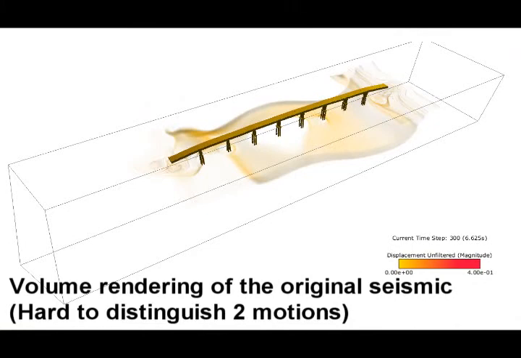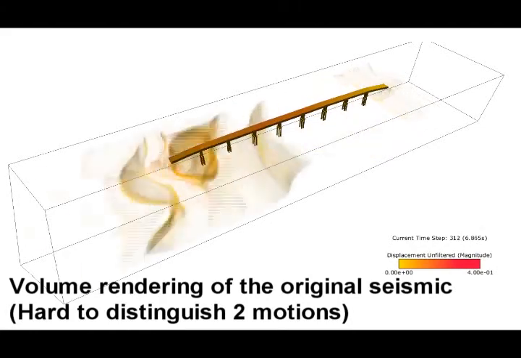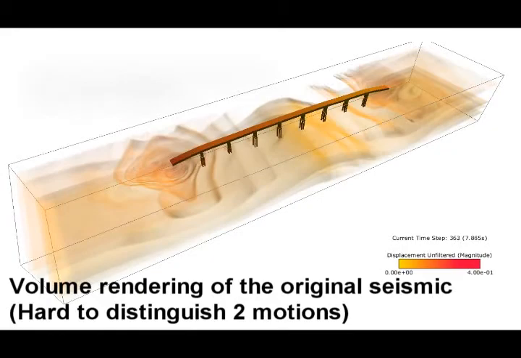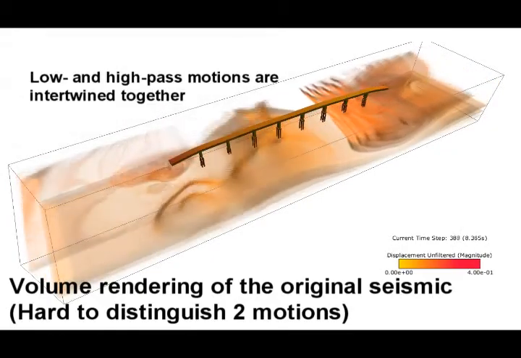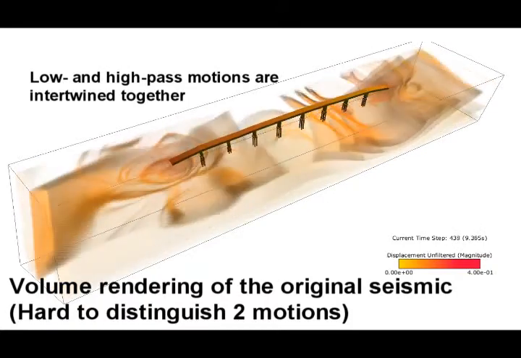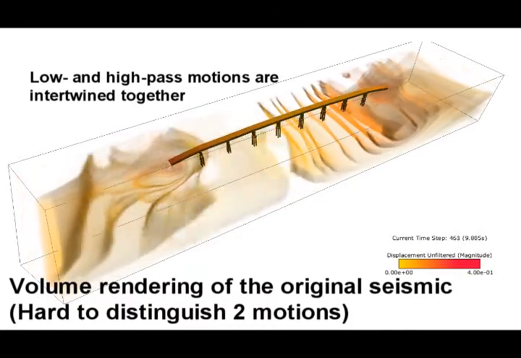People have also rendered seismic data using direct volume rendering, but without separating the high and low frequency bands, we are not able to distinguish different seismic waves within the data. Also, since the dynamic shaking motions are superimposed with accumulated drift values, it is difficult to distinguish their different contributions.